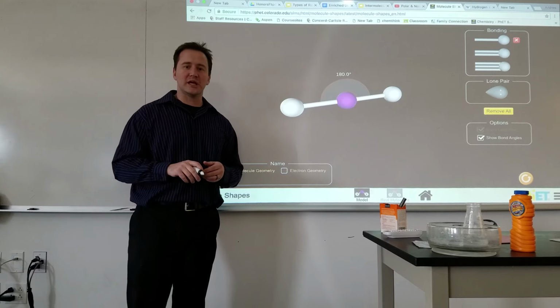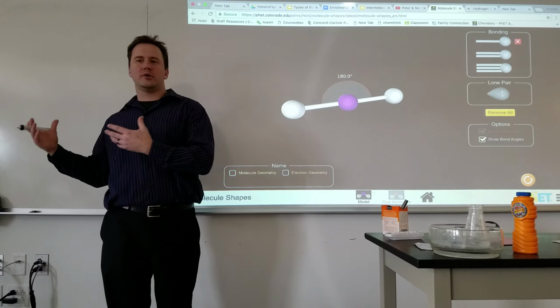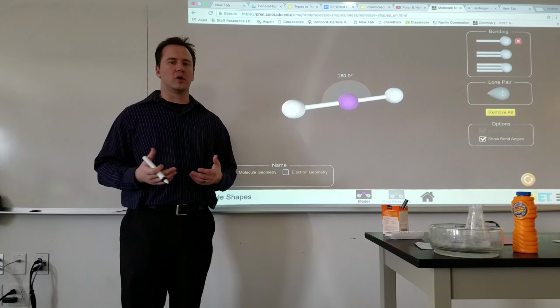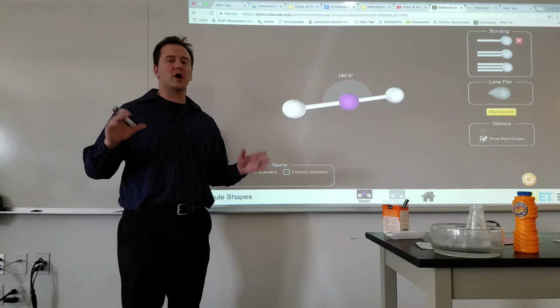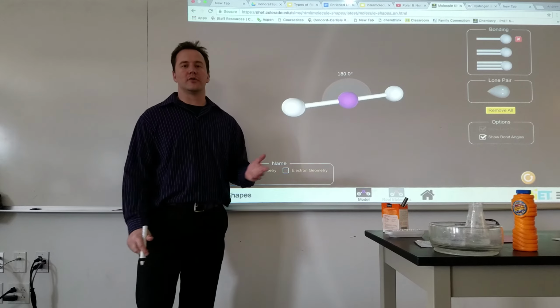And that results in the shapes that molecules form, which has long-term effects on what kind of polarity they have and how they interact in the world: boiling points, melting points, surface tension, all that stuff. And it has to do with their shapes first. So the first shape I'm going to go over is linear.